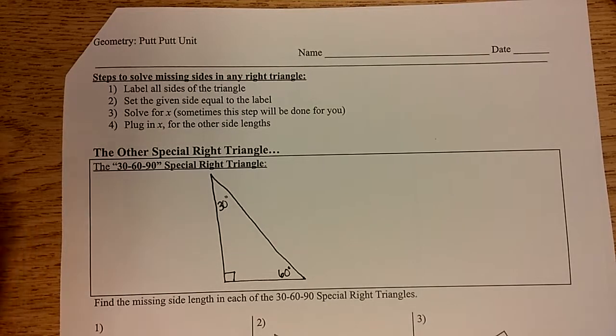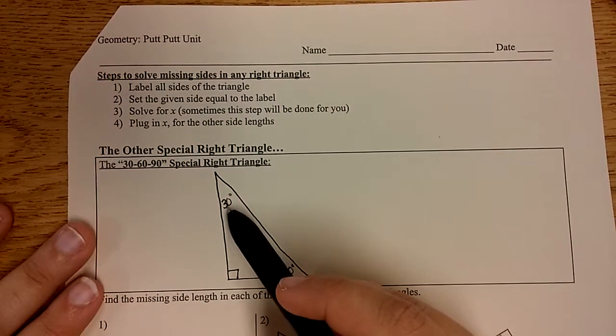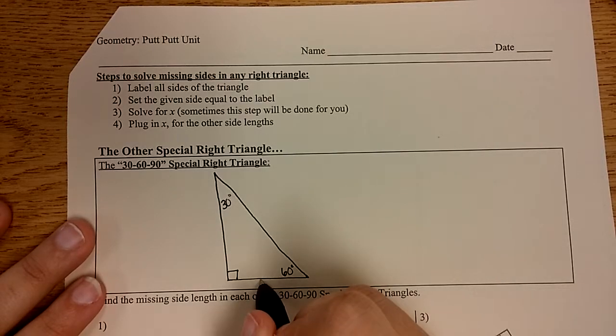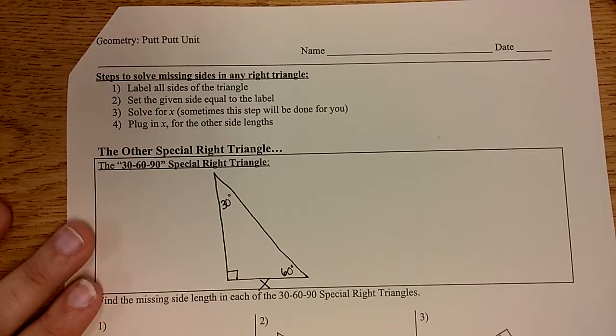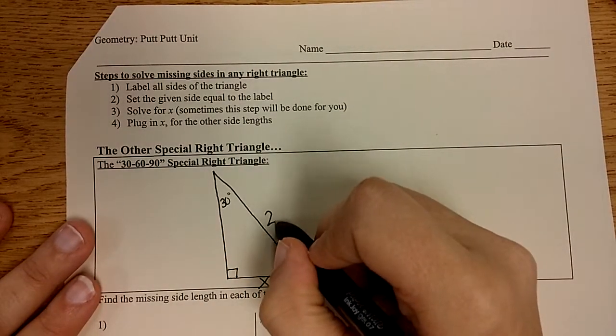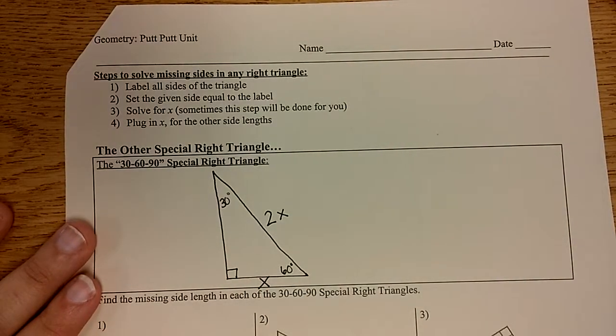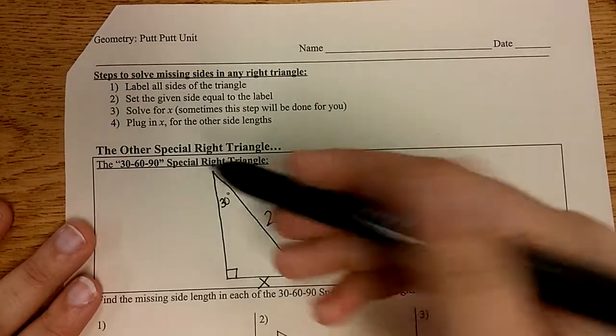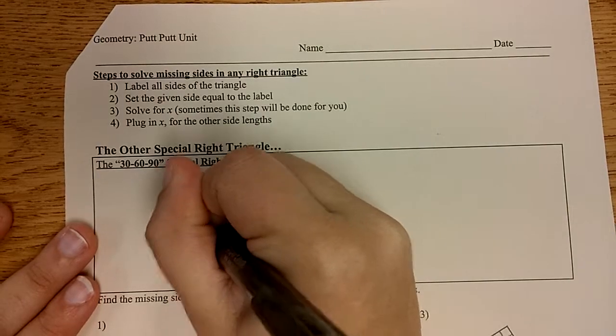Now, labeling these sides. The side across from the 30-degree angle, the shortest side, is labeled with an X. The hypotenuse across from the right angle is labeled with 2X. And the longer leg across from the 60-degree angle is labeled with X root 3.